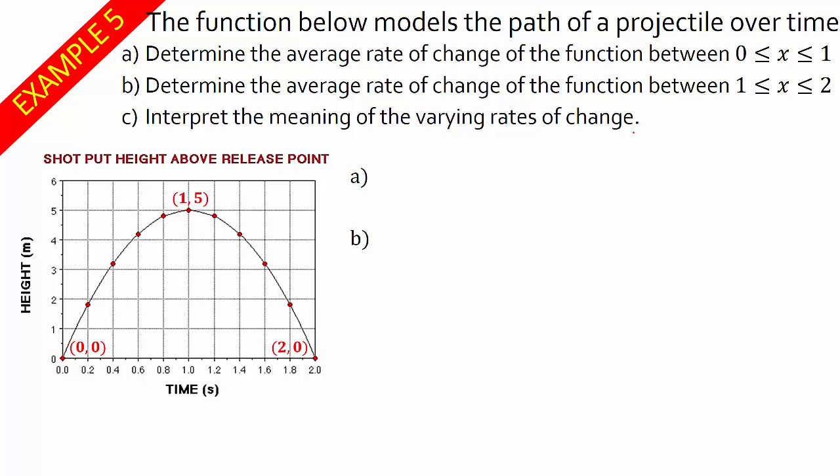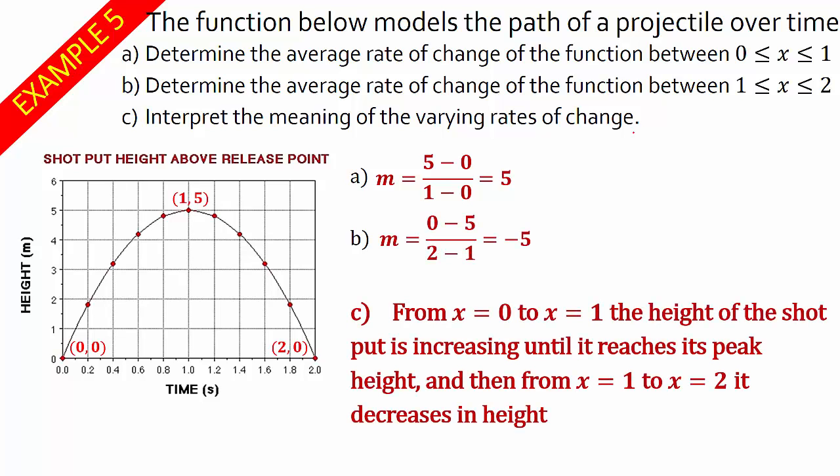So you can do it algebraically. Okay, 5 minus 0 over 1 minus 0 is 5. That answers A. For B, same thing, except we went backwards. 0 minus 5 over 2 minus 1, which is -5. The meaning of the varying rates of change, well, from 0 to 1, the height of the shot put is increasing until it reaches its peak height, and then from x equals 1 to x equals 2, it decreases in height. We're not always going to have it so that the rate of change is equal.